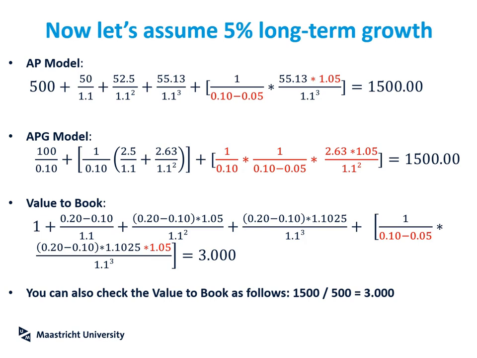And also here then, to take into account that it will be growing at 5% forever, instead of multiplying this with 1 over 0.1, we multiply this with 1 over 0.1 minus 0.05. And then we will get values that are equal to 1500 and a value to book that's equal to 3.